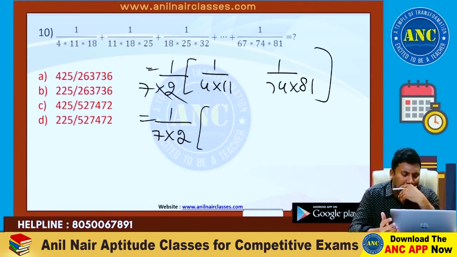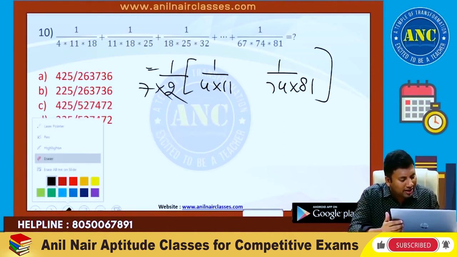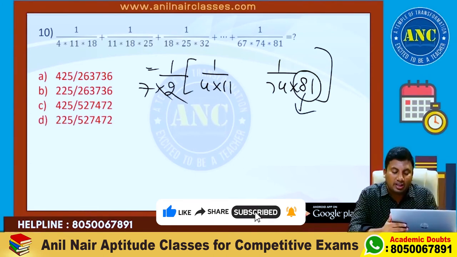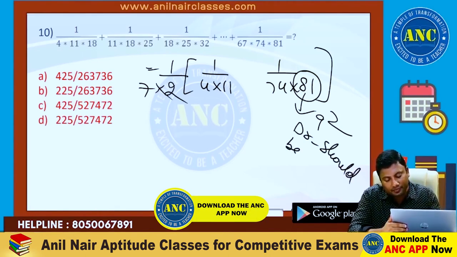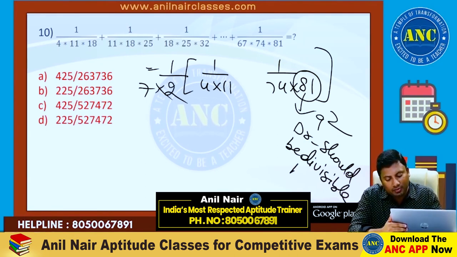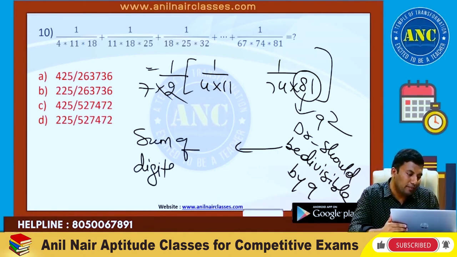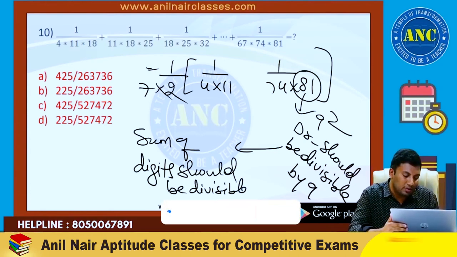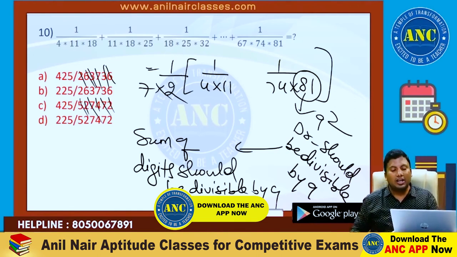Now here, one important concept which I want to discuss. Anyway, the calculation method, you know it. 74 × 81. 81 is nothing but 9 square. Answer denominator should be divisible by 9. Let me first check it. Denominator should be divisible by 9 means, sum of the digits should be divisible by 9. If it does not work, I'll go to 6 plus 3, 9, 7 plus 2, 9, 6 plus 3, 9, 7 plus 2, 9, 5 plus 4, 9, 2 plus 7, 9. All the denominators are divisible by 9.